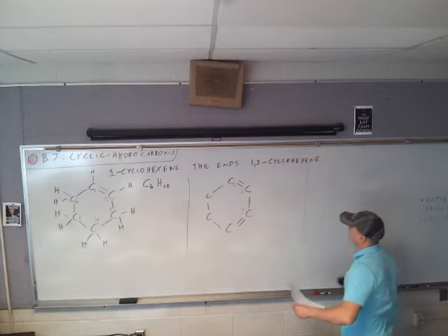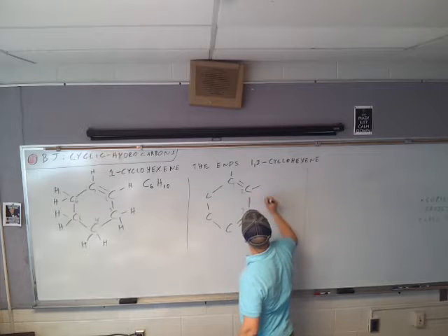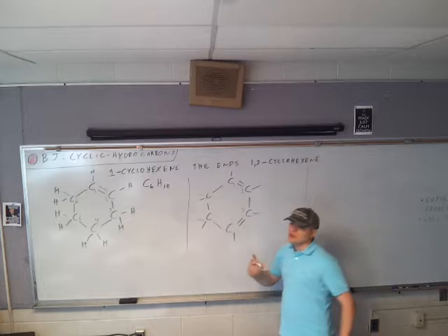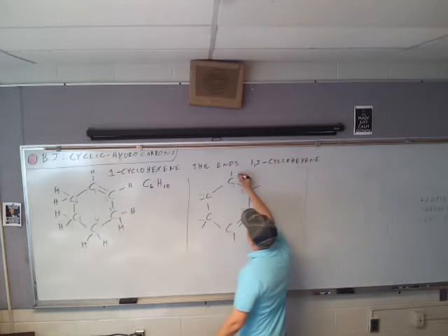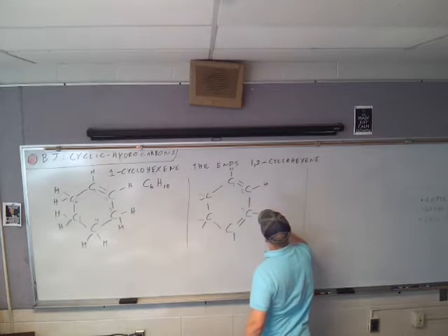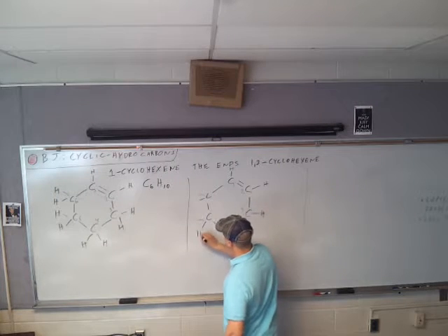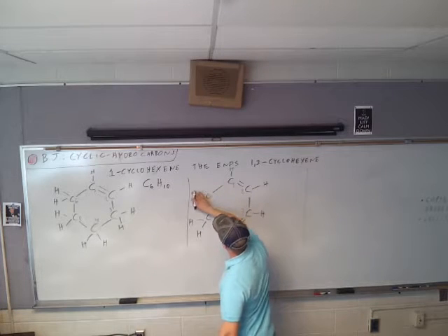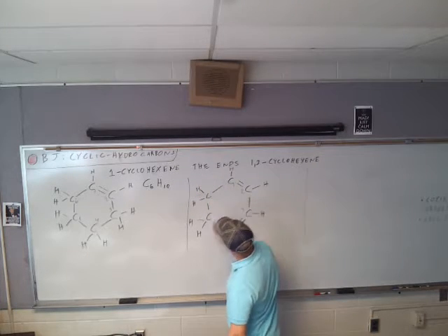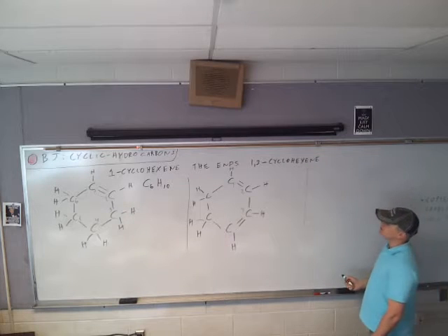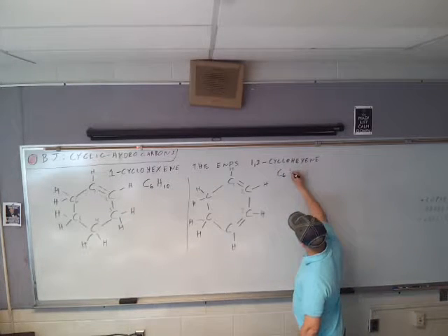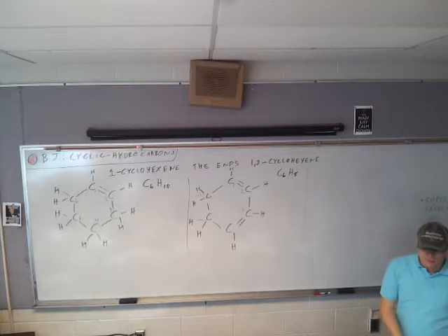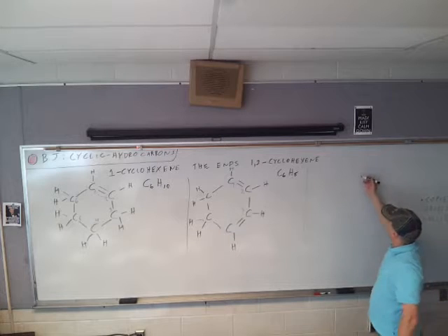Oh, I should not be lazy, right? Hydrogen, hydrogen, hydrogen, hydrogen, 2 hydrogens, 2 hydrogens. Notice every time we put in a double bond, we lose 2 hydrogens, right? Every carbon should have 4 bonds on it. Add hydrogens until you're full. So this is going to be C6H8. We lost the hydrogen on each of these to make a double bond.